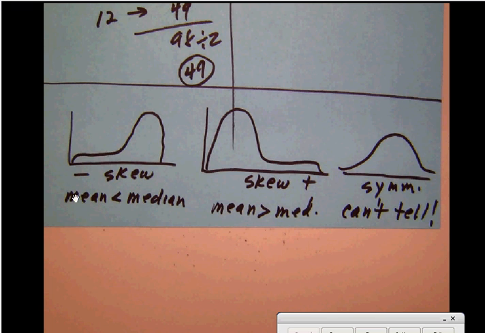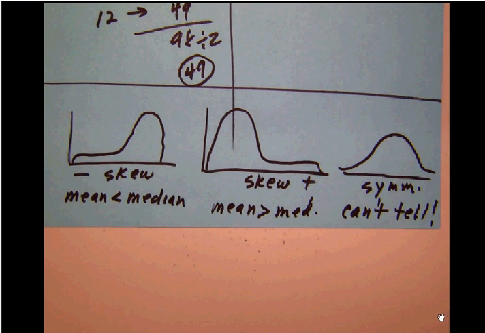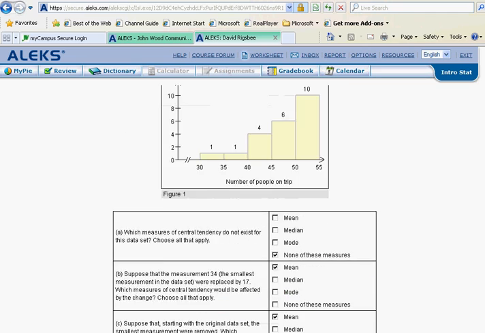If the basic shape of the graph looks like this, we say that the skew is positive and the mean is going to be greater than the median. If the graph looks like this, it's roughly symmetrical and you can't tell anything about the relationship between the mean and the median. So what we do now is click back over here and look at the graphs that we have, and we notice right away, look, the short bars are over here on the left side and then the tall bars are over on the right hand side.